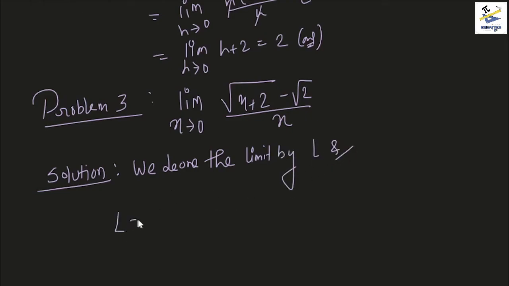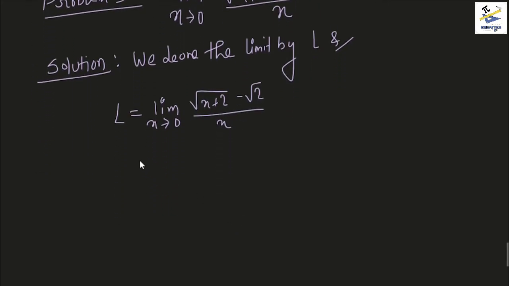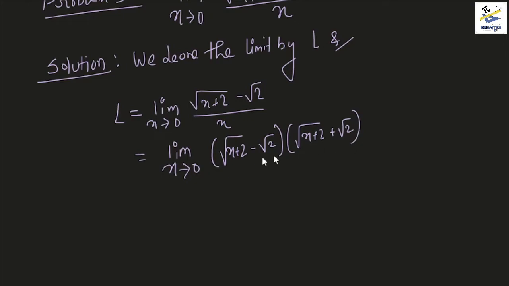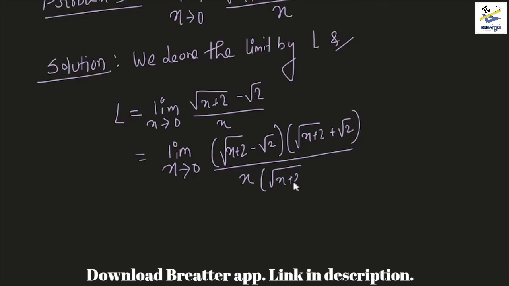Okay, so we denote the limit by L, and therefore L should be equal to the limit as x tends to 0. It's always a good idea to give a name or a variable representing your limit. So it's root over x plus 2 minus root 2 divided by x. Now how to rationalize? You need to multiply it with the conjugate. Now here the conjugate is this portion, and the denominator would be like this.